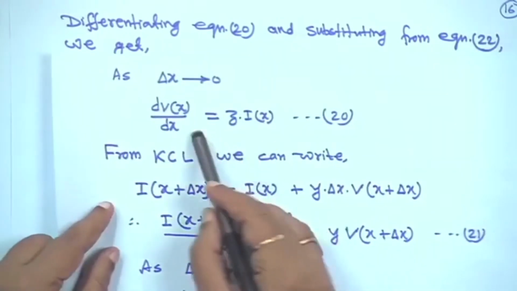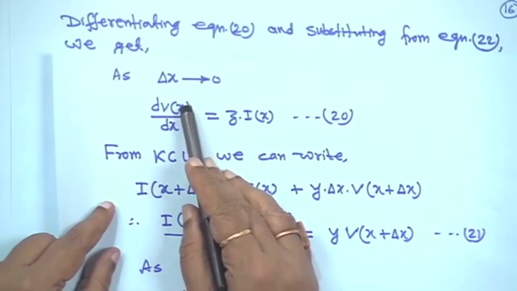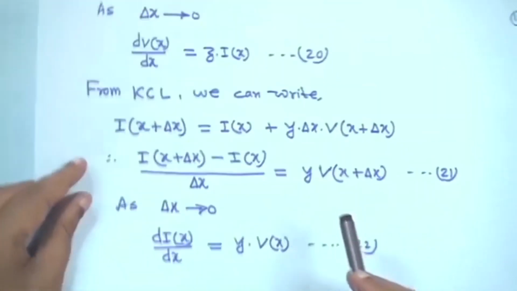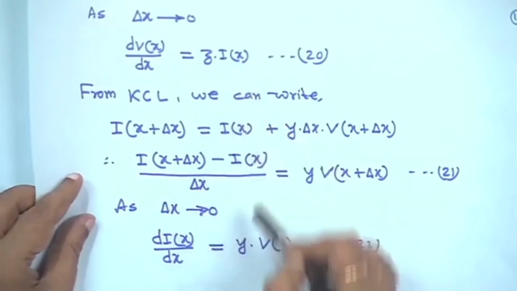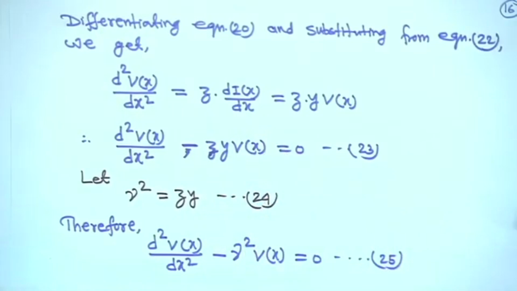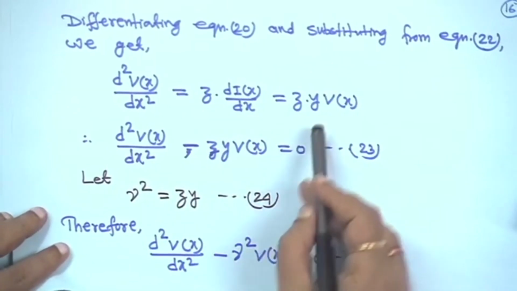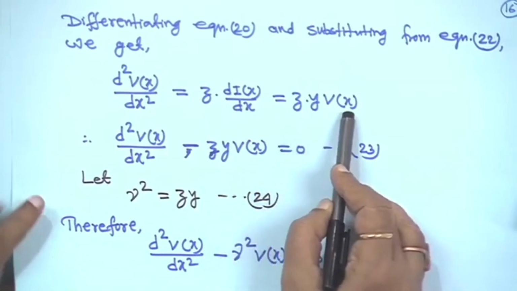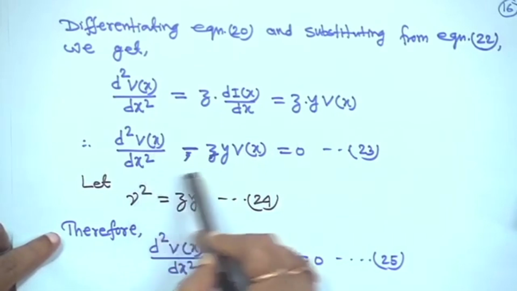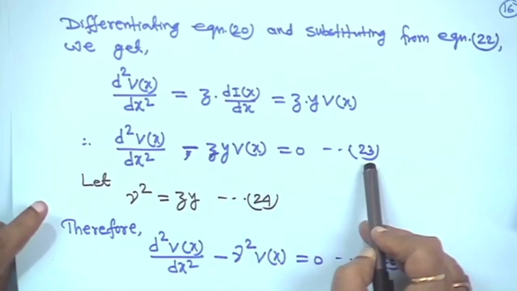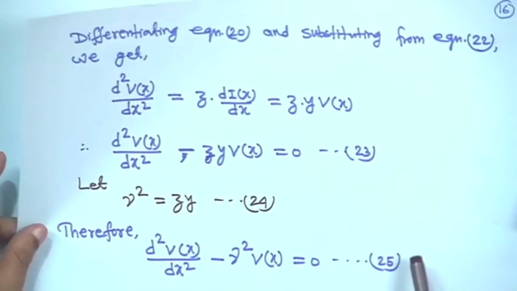You take the derivative of this equation: d²Vx/dx² = z dIx/dx, and whatever dIx/dx is here, you substitute in this expression. If you do so, you will get z·y·Vx. That means d²Vx/dx² − zy·Vx = 0. This is equation 23.